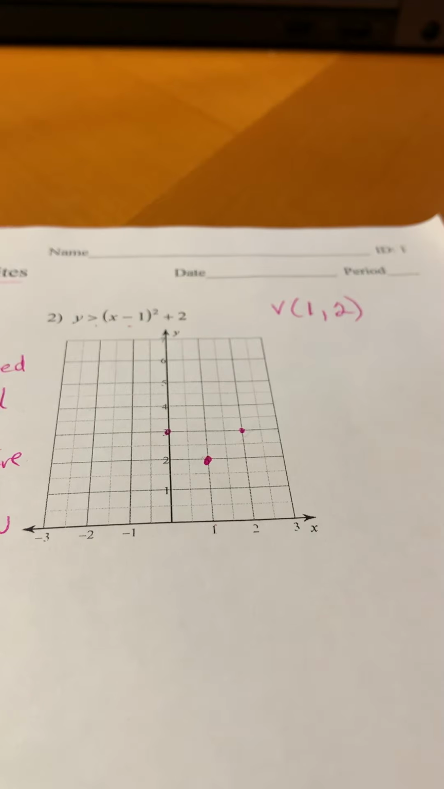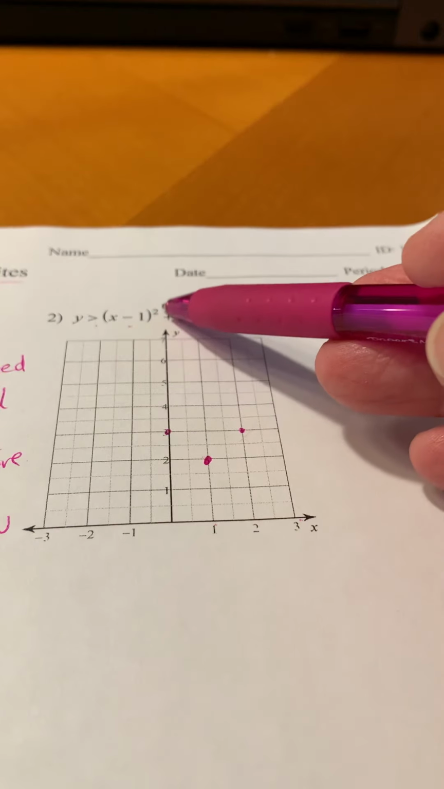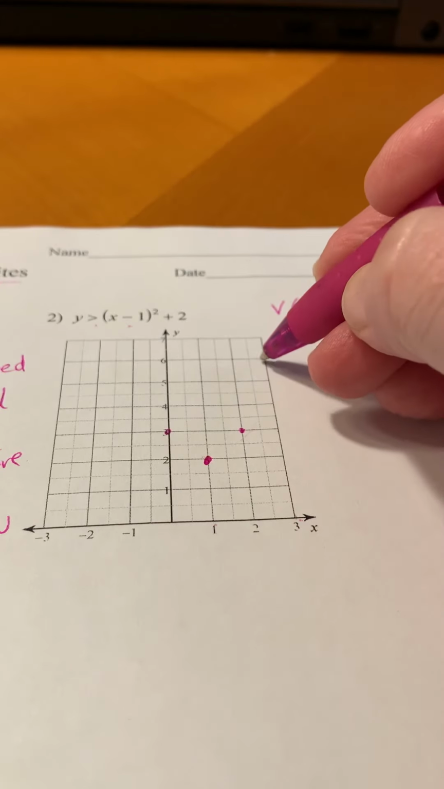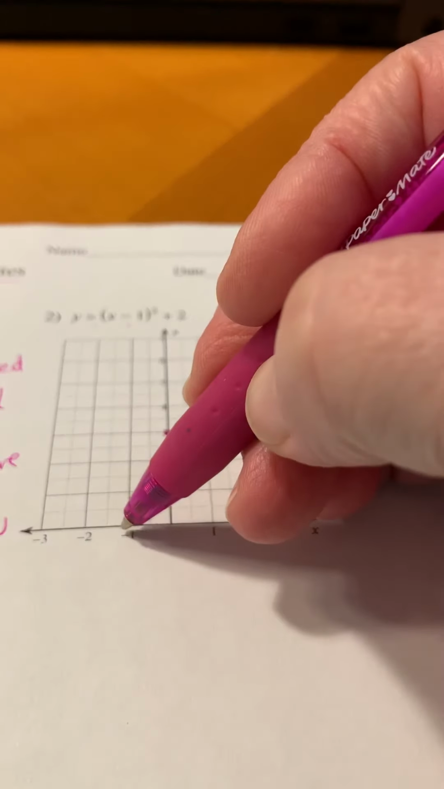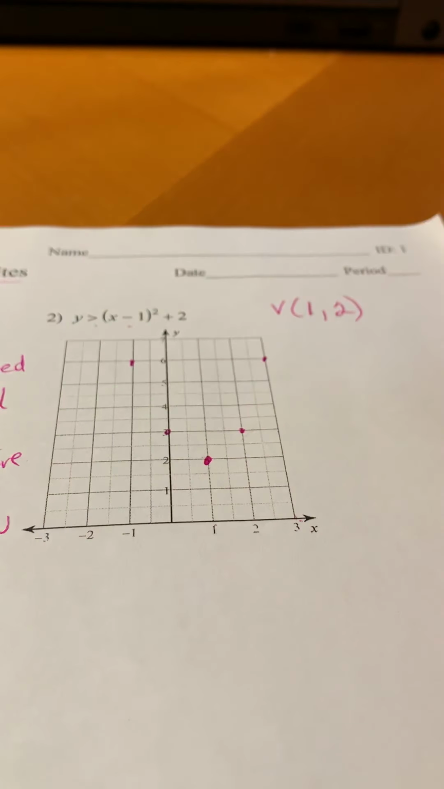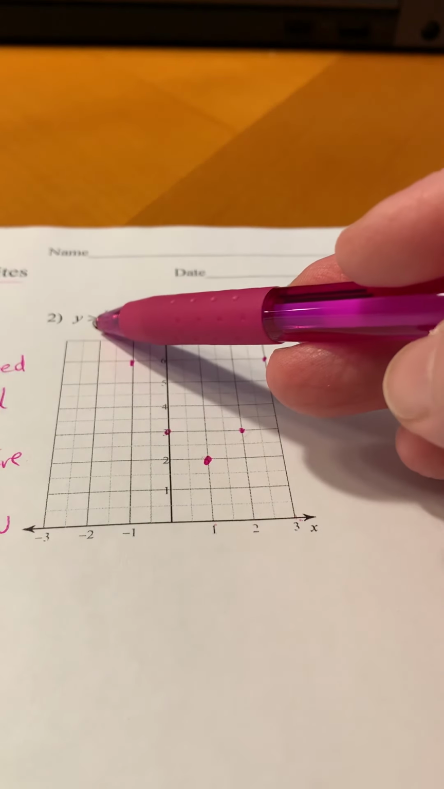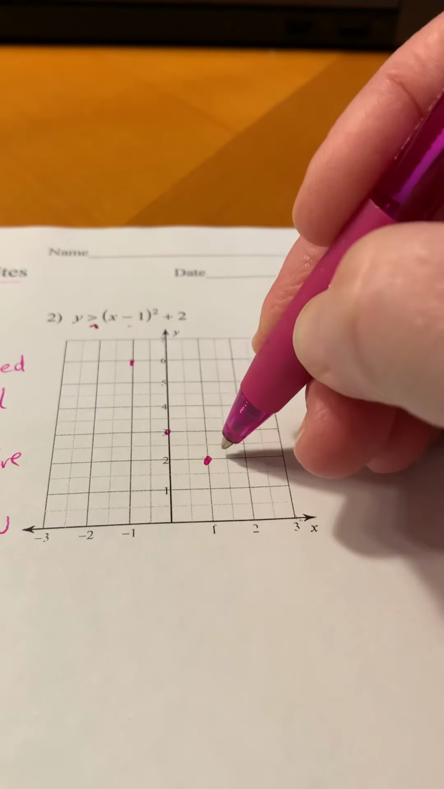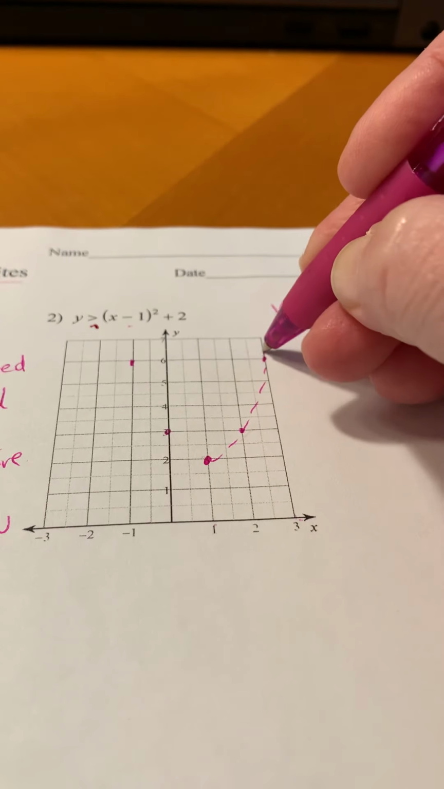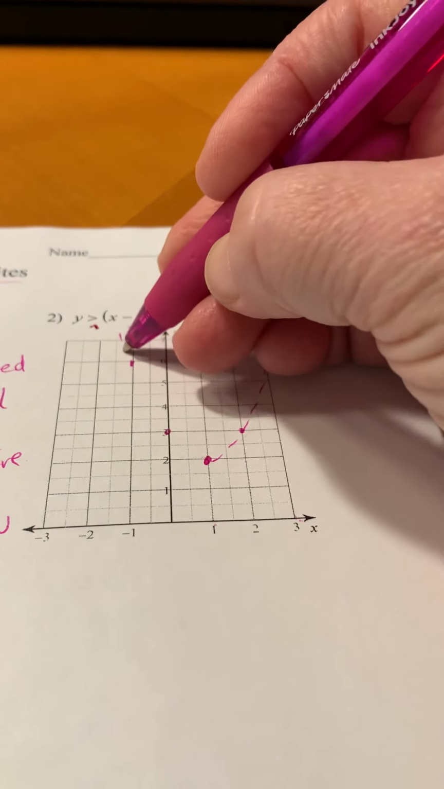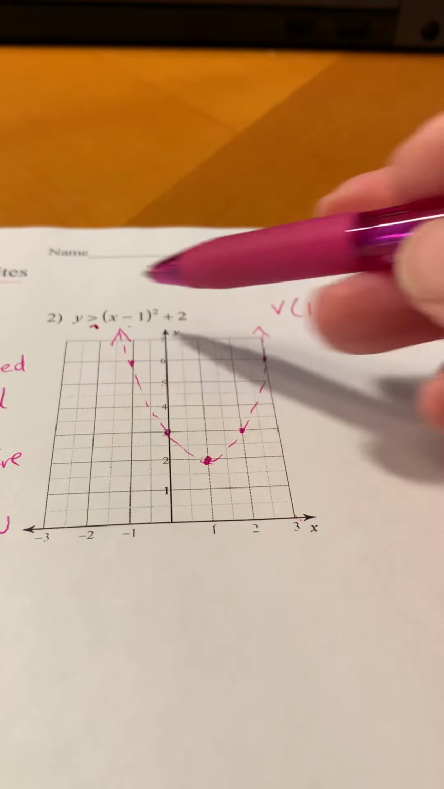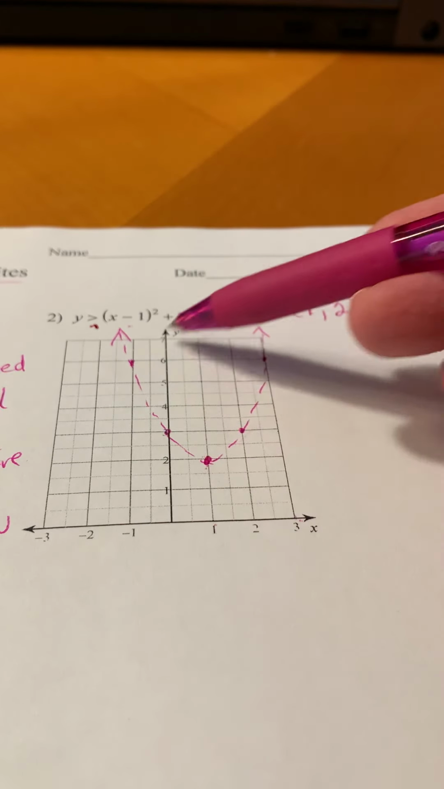And then we can look at our next point when x is 3. 3 minus 1 is 2. 2 squared is 4. 4 plus 2 is 6. So 3 and 6, and -1 should also be 6. Now we're going to look at our sign. There's no equal, so it's going to be dotted. So let's just try to make a parabola that's dotted. This is greater than, so it's going to be all the y values, all the points above.